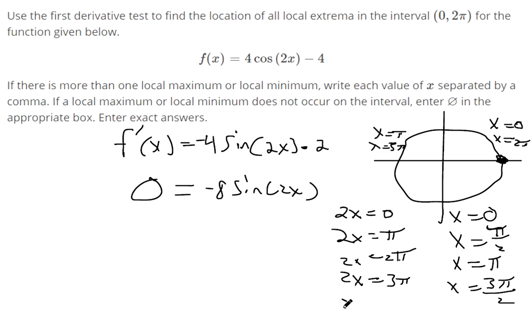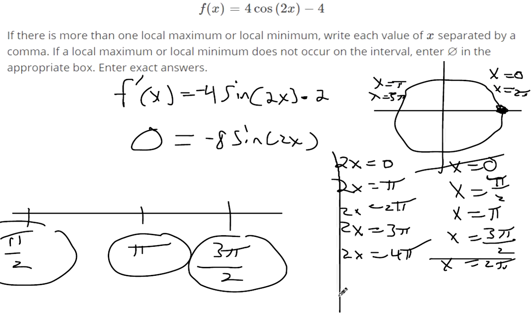You can probably guess if you tried the next one, 4 pi, which would just mean 2 full rotations, that brings us back to a y coordinate of 0. And so if you solve that equation, you get x equals 2 pi. So this one's out and this one's out because it's not in brackets on this interval. These are the 3 critical points we need to test.